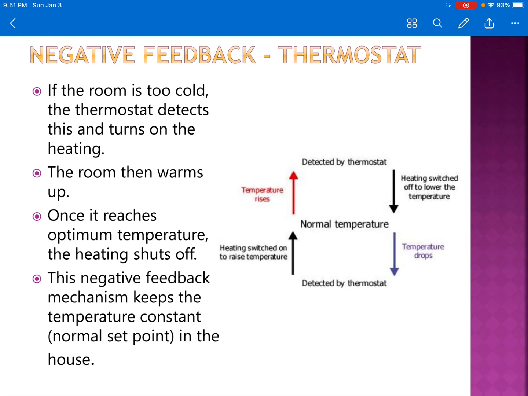That's really what a negative feedback loop does, is it tries to keep the temperature constant in this case and at that normal set point. And so the little diagram there shows you it works both ways, whether it gets too hot, if it gets too warm, then it's going to shut off the heating system, and so it cools down to the normal set point, vice versa.